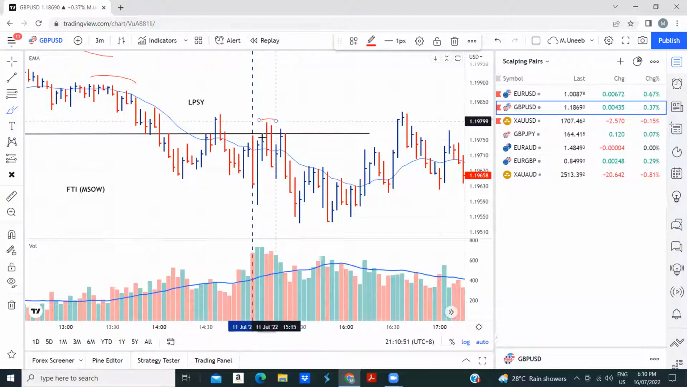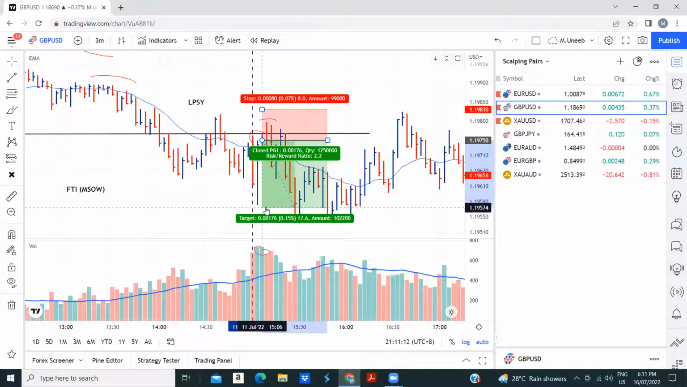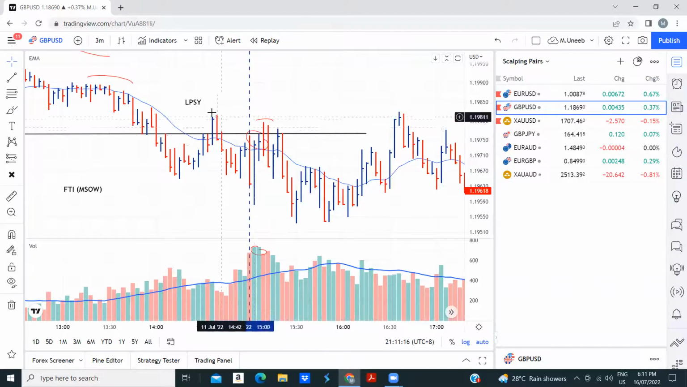But the problem with taking the trade over here is that we can either take the trade right over here. This is effort versus no result. Can you see effort versus no result here? If we take this trade, obviously our stop loss should be placed above the high of this one. That is the first trade. The second trade can be taken when this is actually an LPSY, after the LPSY.